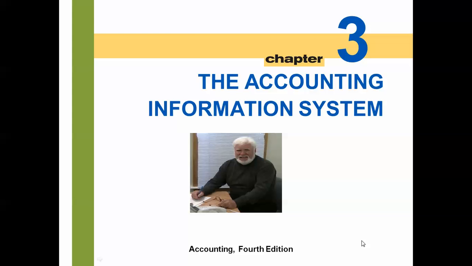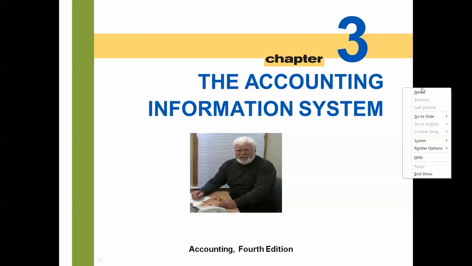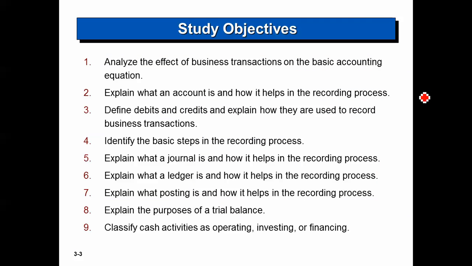Chapter 3 now, part 2, the accounting information system. In the first part, we did the first 4 and 5 actually study objectives. We're going to revisit 5, 6, and we're going to have 7 and 8. Now, completely ignore 9. We'll do that in another time. Okay, so here we go.